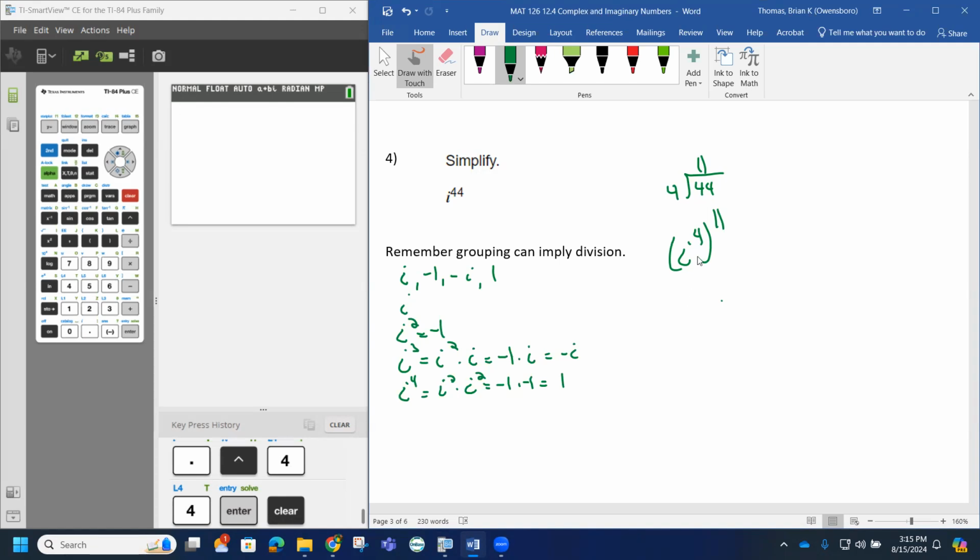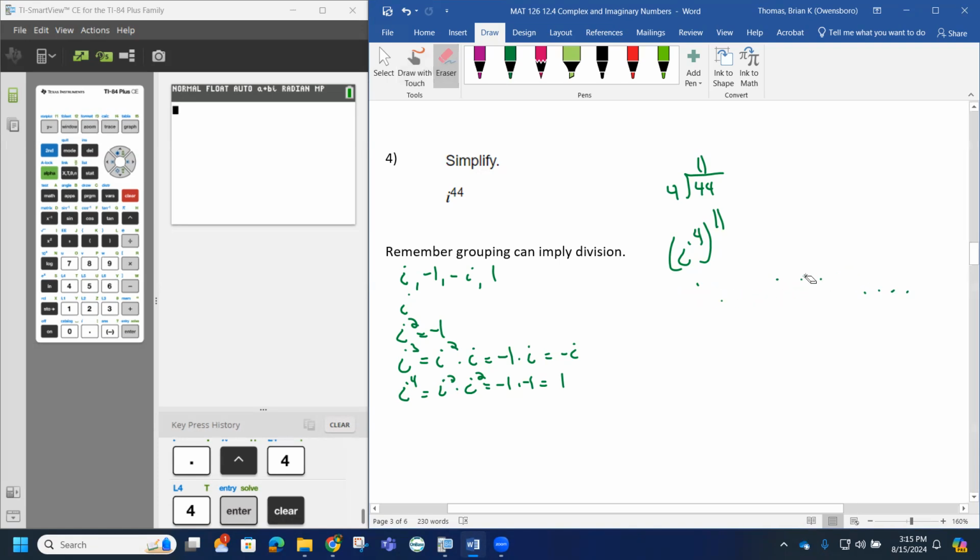But remember, i to the 4th means i times i times i times i. And this means to write this down 11 times. So if I write that down 11 times, you're going to have 44 i's altogether. So this is a quick way of writing i to the 44th using exponents.